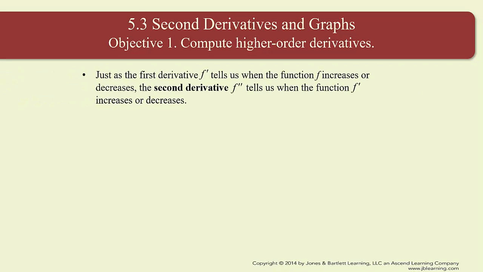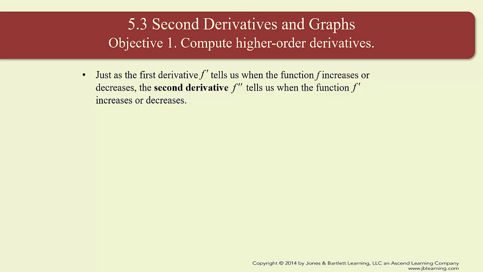So we know the first derivative, f prime, tells us when the function f is increasing or when it's decreasing. Now the second derivative, and there's the notation for the second derivative, f double prime, tells us when the function f prime increases or decreases. So in short, the second derivative tells us the behavior of the first derivative.